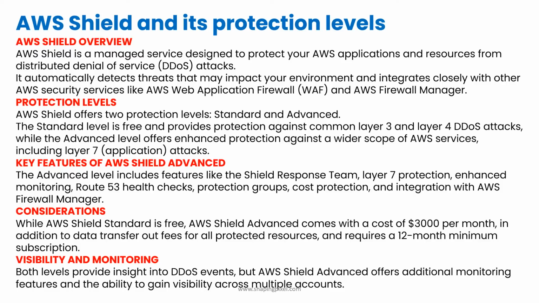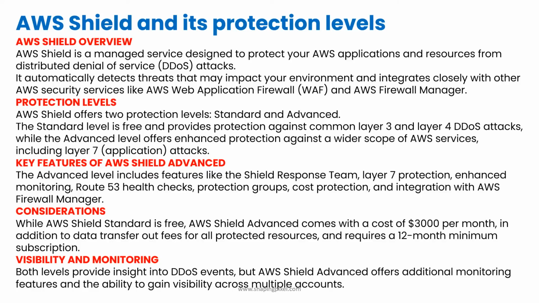So, AWS Shield and its protection levels. AWS Shield is a managed service designed to protect your AWS application resources from distributed denial of service attacks. It automatically detects threats that may impact your environment and integrates closely with other AWS security services like AWS Web Application Firewall and AWS Firewall Manager. AWS Shield offers two protection levels, standard and advanced.